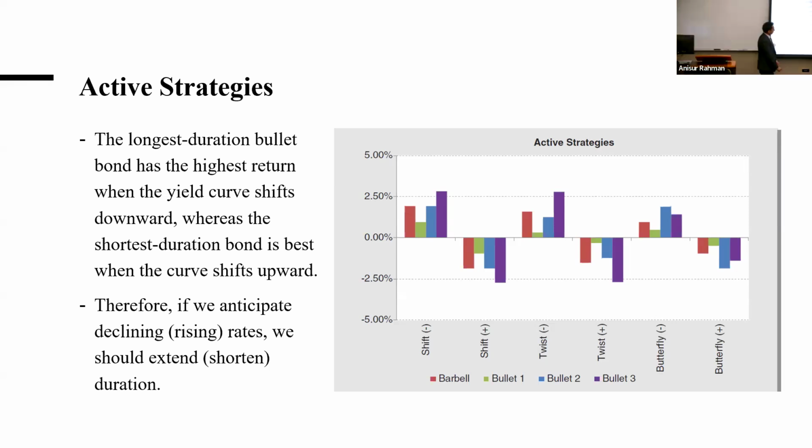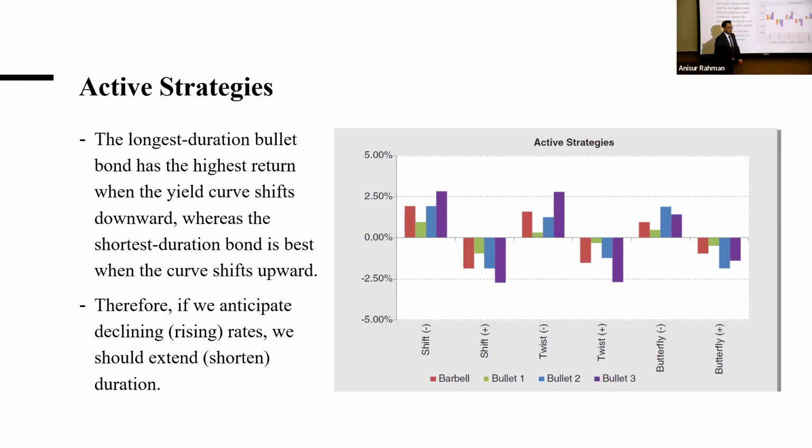And so this is barbell, bullet 1, bullet 2, bullet 3. Interest rate decreased, so longer term bond should go up. Bullet 3 has the longest maturity. It has the best performance, right? Interest rate increased. Bullet 3 now has the lowest performance, largest negative, right?